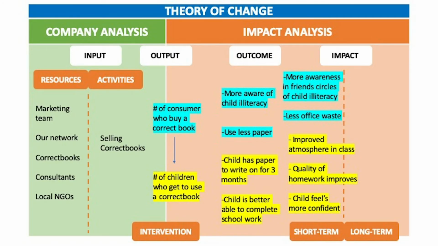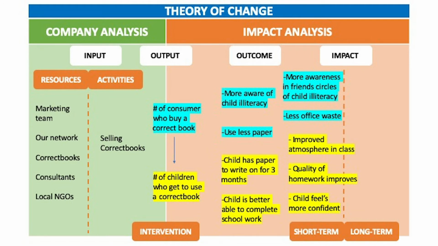Firstly, the short-term impact for CorrectBook. The short-term impact for CorrectBook can again be split according to consumers and the children. For the consumers, a direct and short-term impact of the outcomes might be that more awareness in friends' circles of child illiteracy is created, and that potentially those individuals, those friends of the consumers, will buy more CorrectBooks. Another short-term impact may be that there's less waste of office materials like paper because consumers start to use their CorrectBook at work. These, remember, are hypothetical short-term impacts and need to be tested and verified.